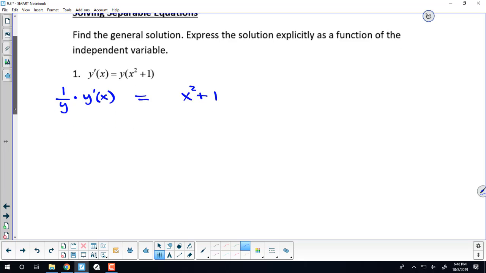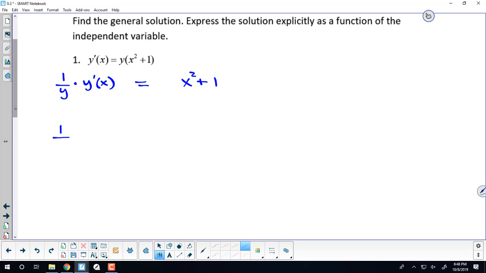Another way to look at that, as we wrote it earlier, this is 1 over y times dy over dx equals x squared plus 1. I don't think it really matters what notation you use. Just pick one and stay consistent with it, is what I would recommend. Okay. So then we've separated our variables. Then we're going to integrate both sides with respect to x.